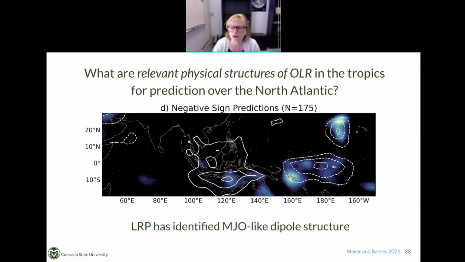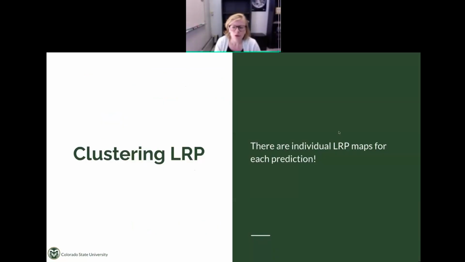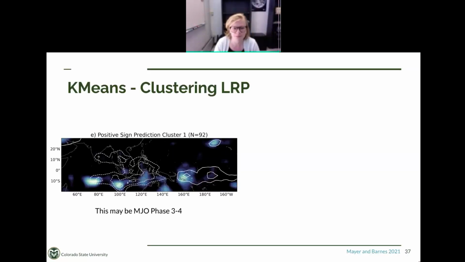But you might have noticed that just west of Hawaii, we have this hotspot that I haven't mentioned yet. And so I'm going to get into this now. With layer-wise relevance propagation, we get a heat map for each prediction that is made. Therefore, we can understand, for each correct and confident prediction the neural network makes, what the neural network was looking at in the original input image to determine that this was the correct sign. So if we cluster our LRP maps, we can get certain structures of our outgoing long-wave radiation that could be used for forecasts of opportunity.